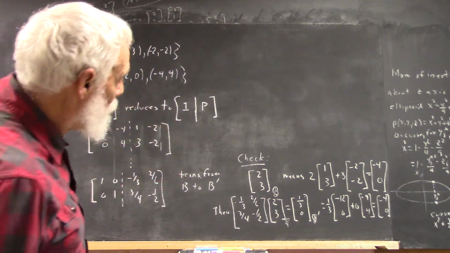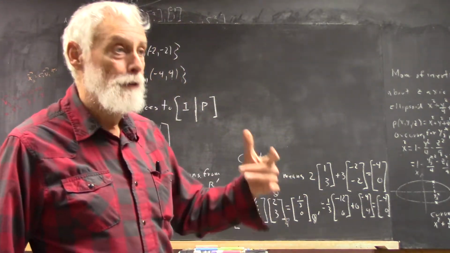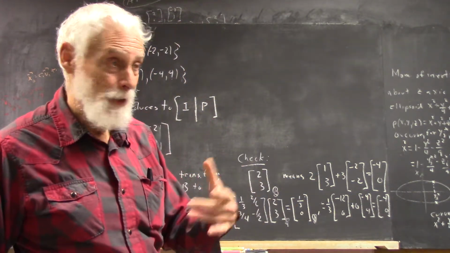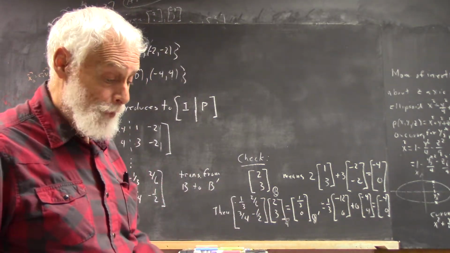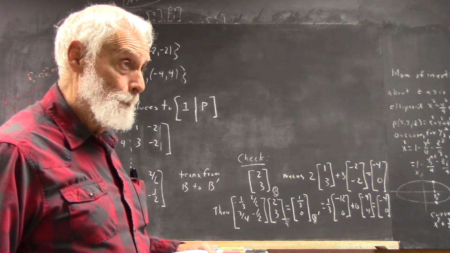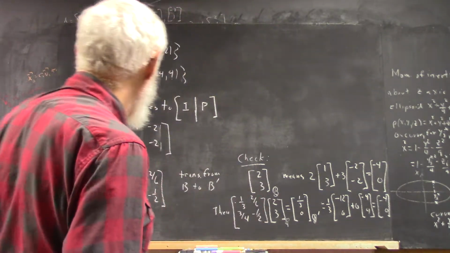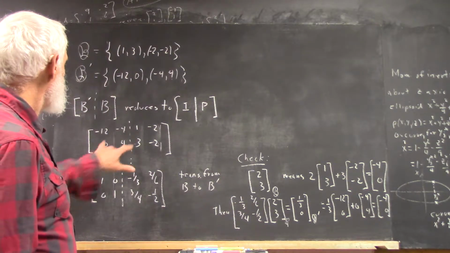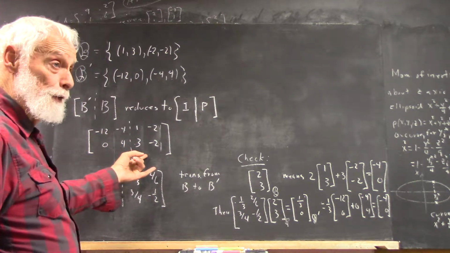So this ought to clarify what it means to express a vector relative to a basis. And this is central. You have to understand this for the rest of the course. Okay? Now, in addition, you could reverse these and reduce it to get the inverse of this matrix, right?